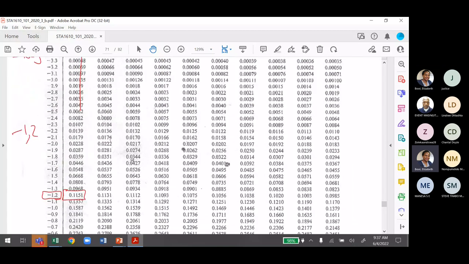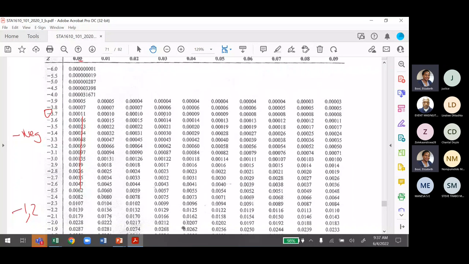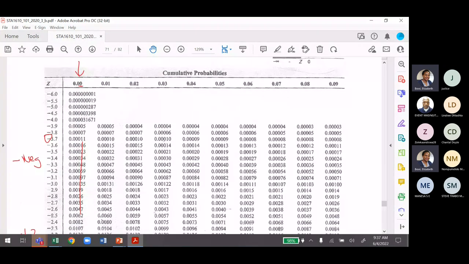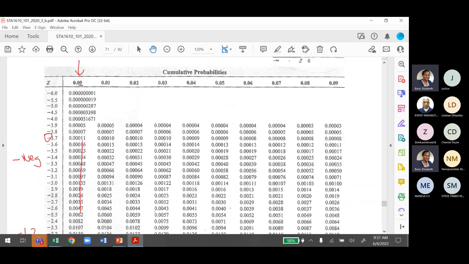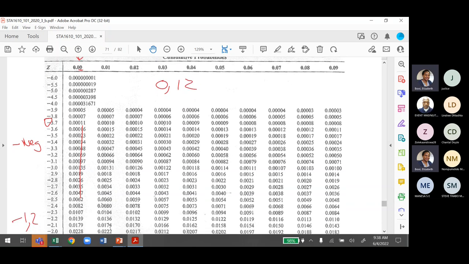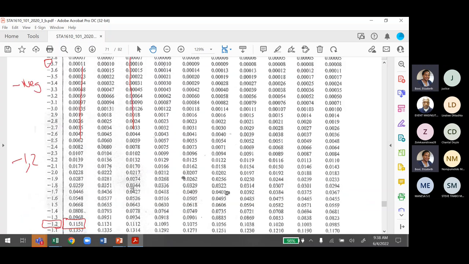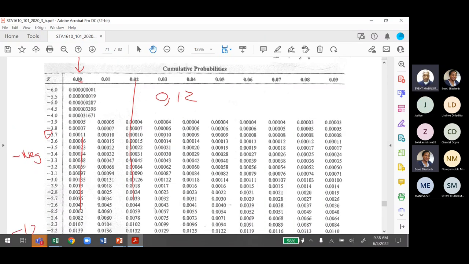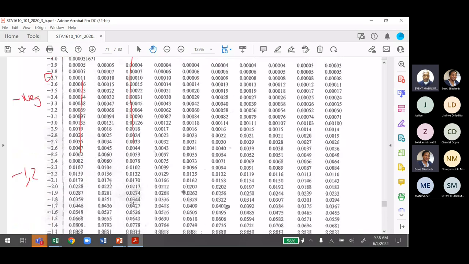And we're looking for 0.12, which is the same as what we have been using. So we're looking for 0.12, right? So before it disappears, let's go to the last digit and go down and look for 0.4522.